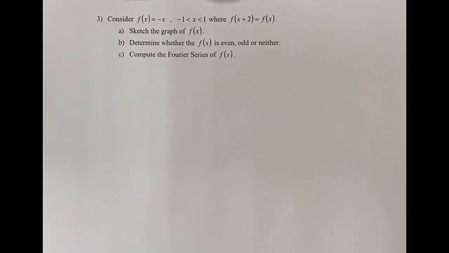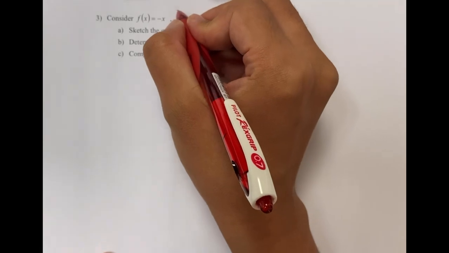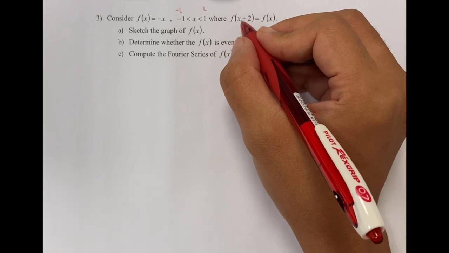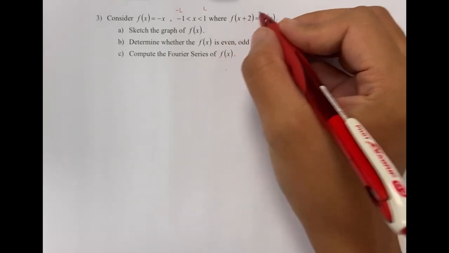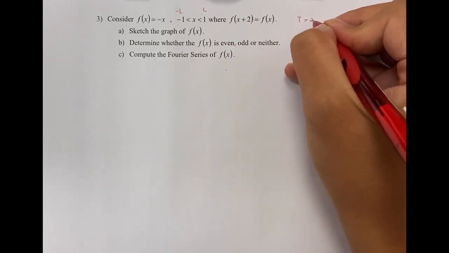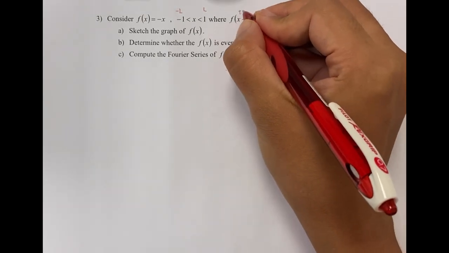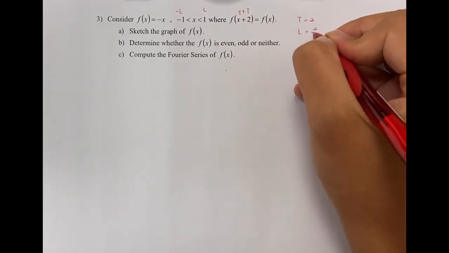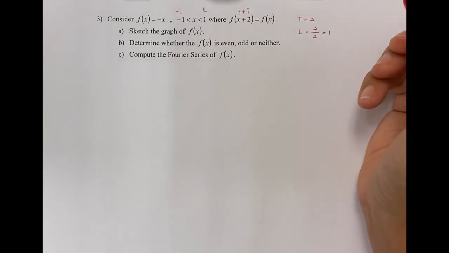And we have the last example in this video. Example 3. Consider f(x) equal to negative x. So this is not a piecewise function. You have f(x) equal to negative x, from negative 1, which is negative L, to 1, which is L, where f(x plus T) equals f(x), with capital T the period equal to 2. So L is equal to 2 over 2, meaning L equal to 1.